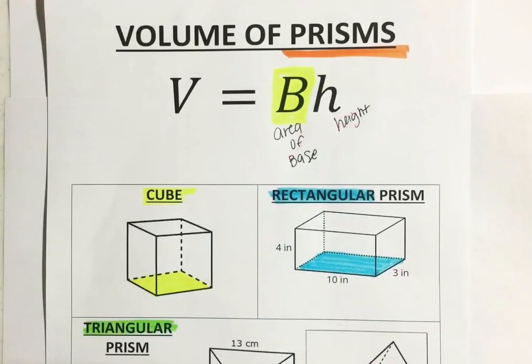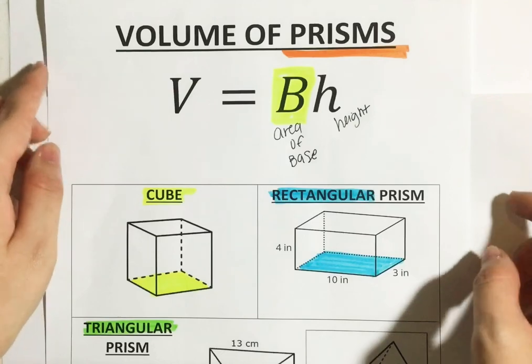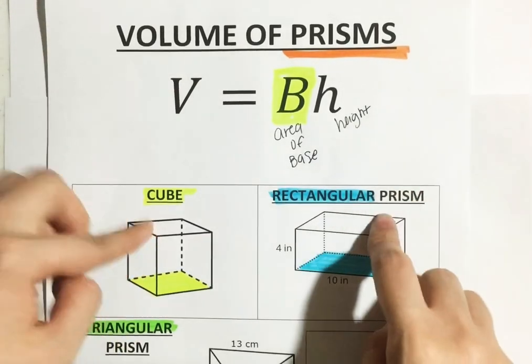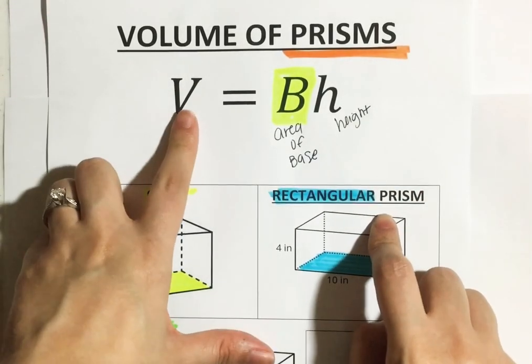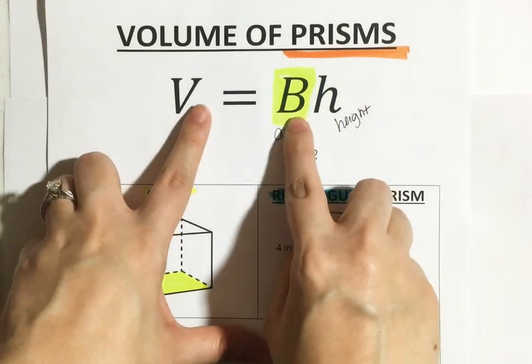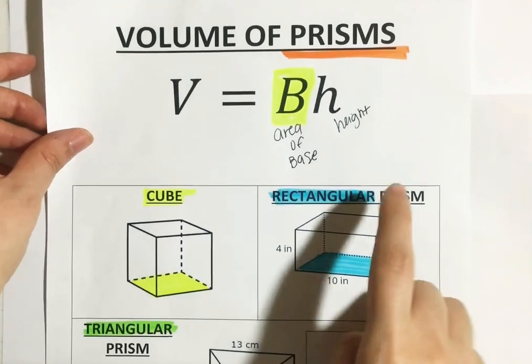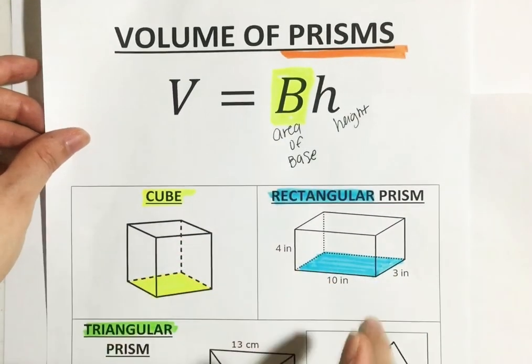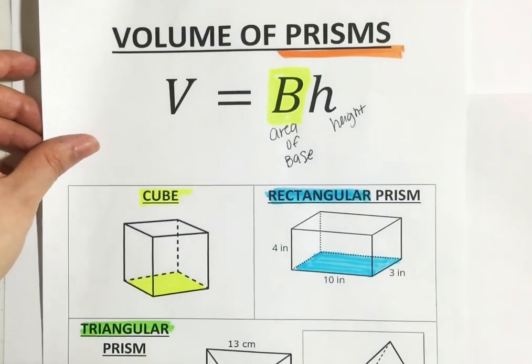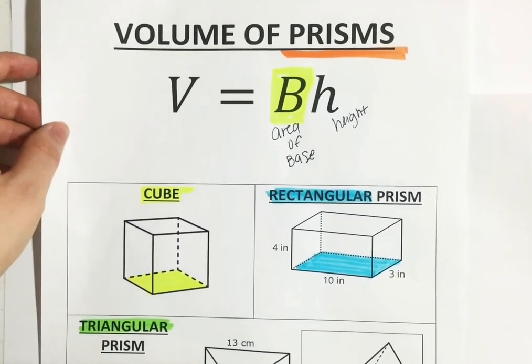Okay, so a final overview. If you're finding the volume of prisms, cube, rectangular prism, triangular prism, your formula is going to be volume equals area of the base times the height. Remember to focus and look carefully at your base of your prisms so you can know how to find the area of it.